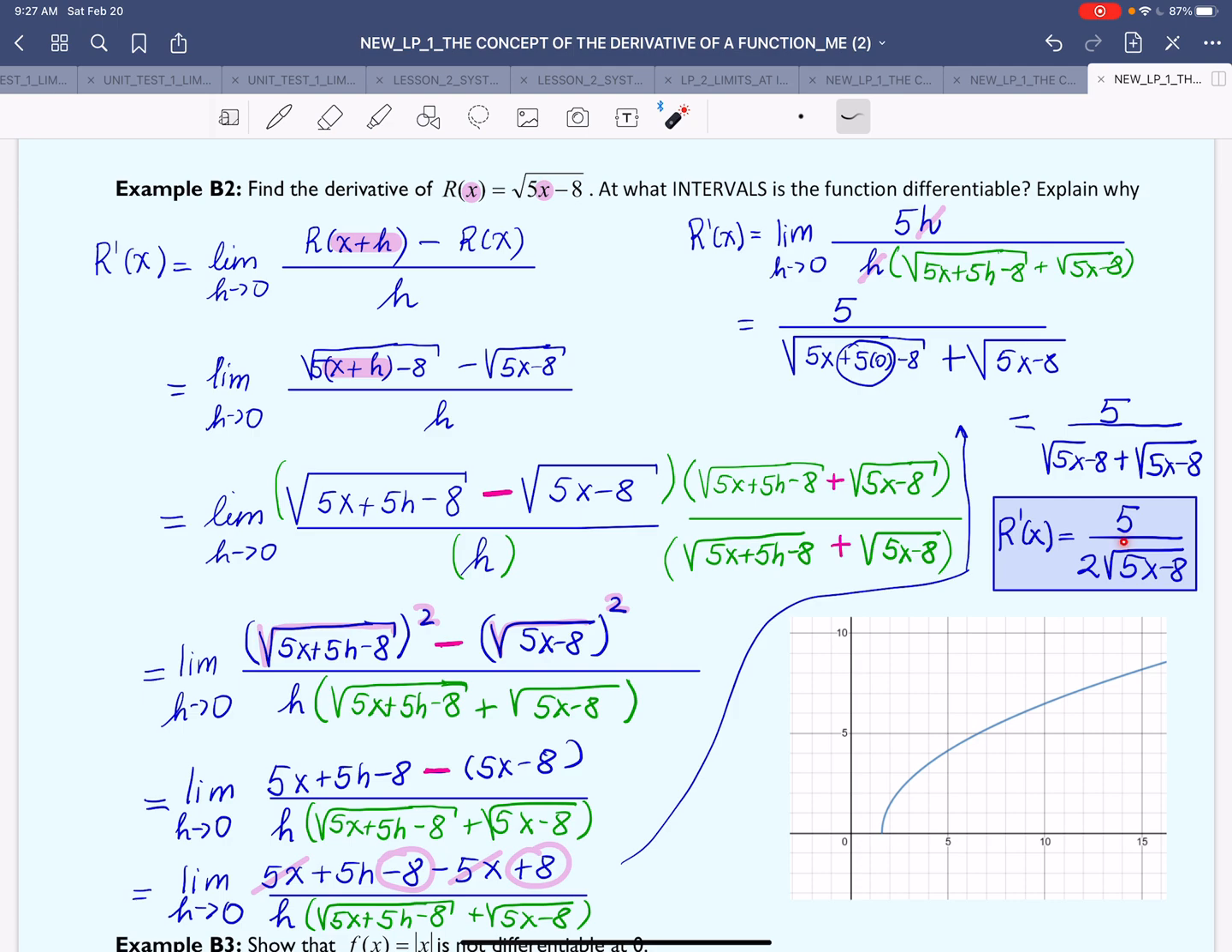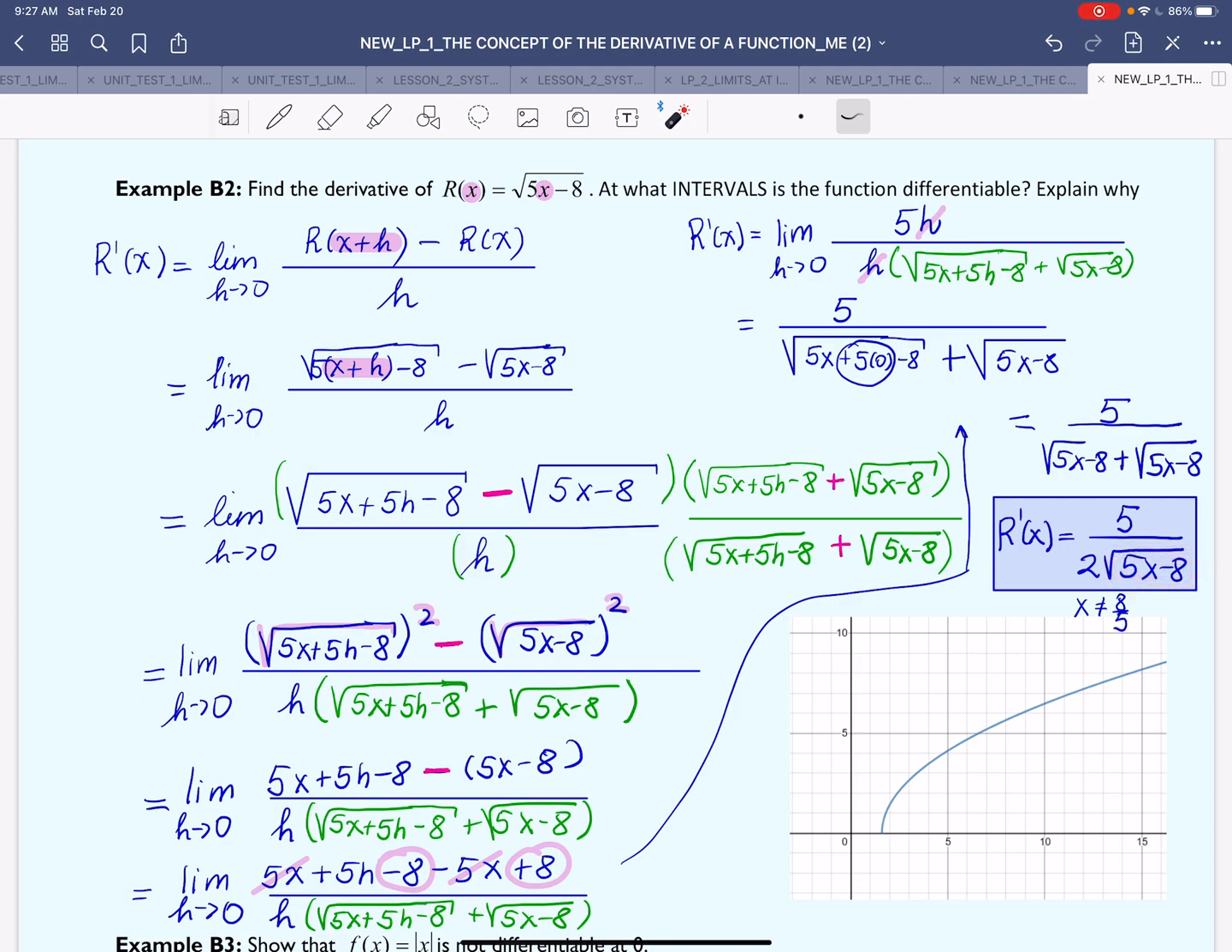So notice that you have a denominator. There is a risk of the denominator becoming 0 at x equals 8 over 5. So if x equals 8 over 5, then the function is non-differentiable. Another thing we have in the denominator, or a special thing we have, is the root. We want the expression inside the root to be positive.